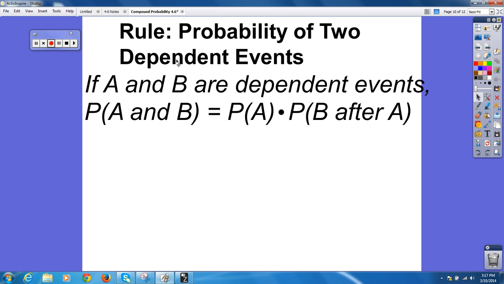All right, we have a rule for the probability of two dependent events. If A and B are dependent events, then the probability of A and B equals the probability of A times the probability of B after A. Now that might seem a little bit confusing, but think back to the marbles example we did. It was the probability of A times the probability of B. Here, because we're talking about dependent events, we would be talking about the probability of A multiplied by whatever's left in the marble bag. So you can think of it as the probability of the first event times whatever's left over for the second event. Go ahead and write that out. All right.